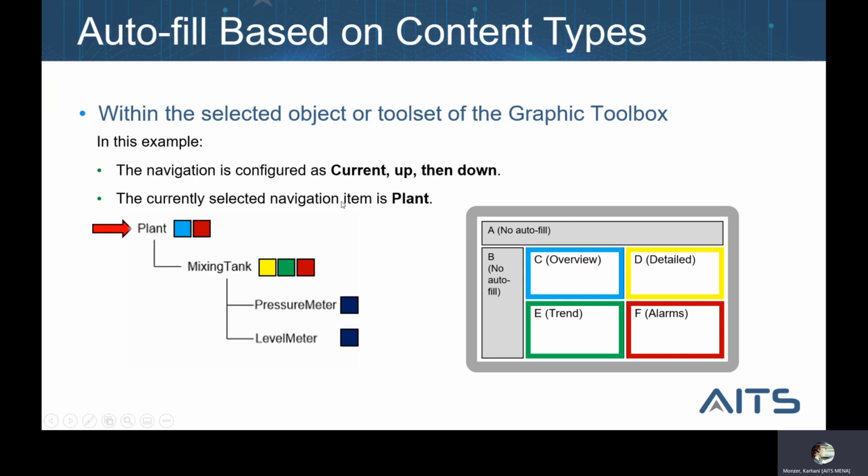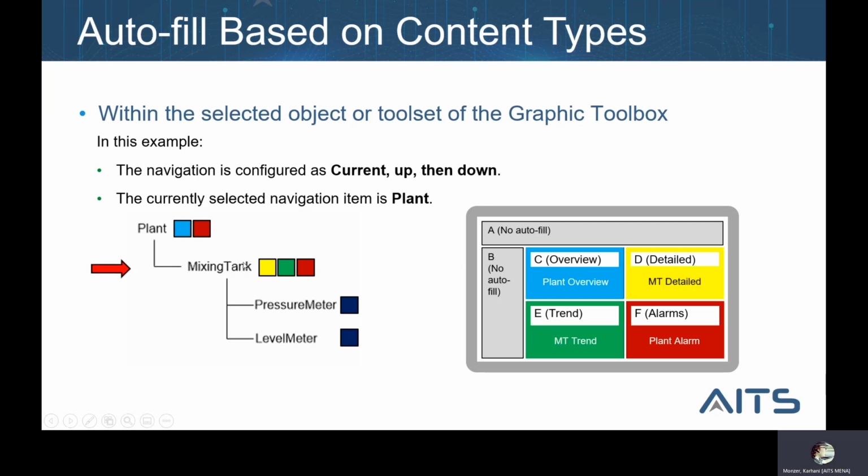Another scenario, but this time I'm clicking on plant. Once I click on plant, plant is the current. C will take the overview from plant, and F will take the alarms from plant as well. No more up, so I will start to search down. Mixing tank: detailed will take it from mixing tank, and pan E, trend, will be taken from mixing tank as well.